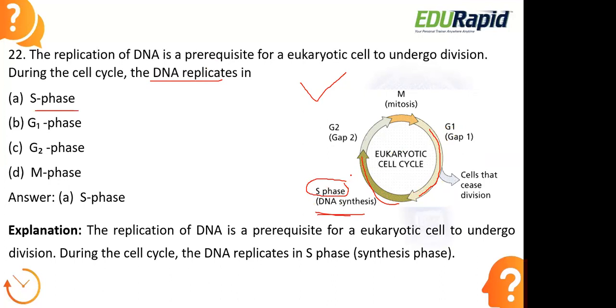That is the second stage of the cell cycle, which then undergoes the G2 phase, gap 2 phase, then the mitosis phase. This is where it will divide to form two daughter cells. But DNA is the one which is synthesized in the S phase, the synthesis phase of the cell cycle.